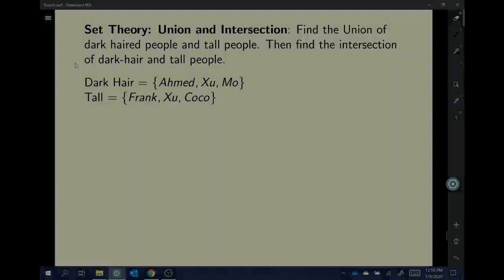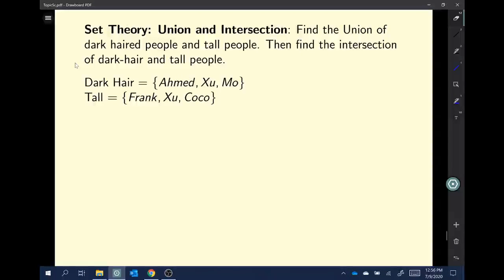Let's take a look at set theory. Set theory is really kind of fun, and it's really important for understanding how to read mathematics and how to communicate mathematics. I'll show you this example. It's really easy, but the key is understanding the language of mathematics.